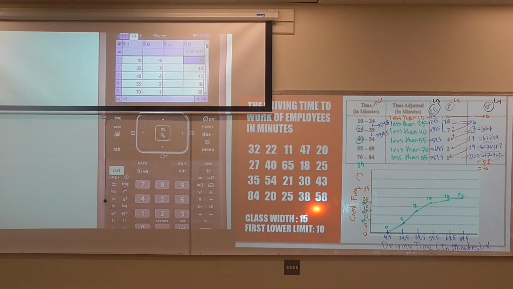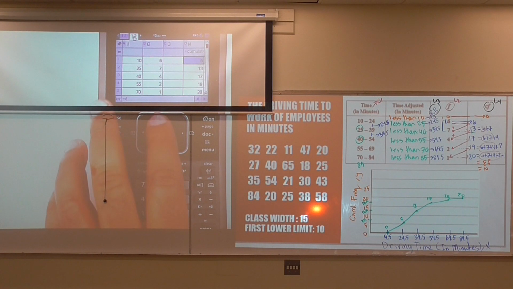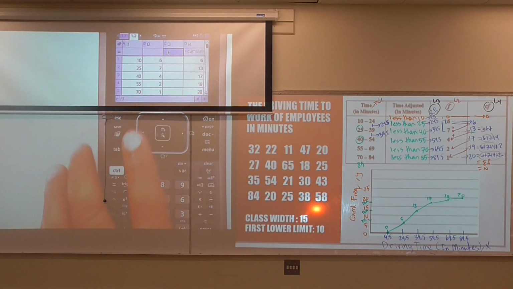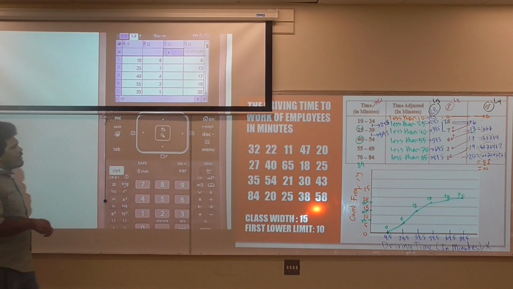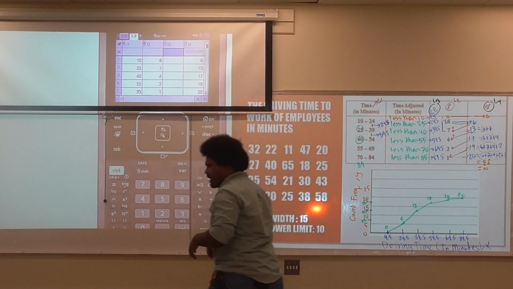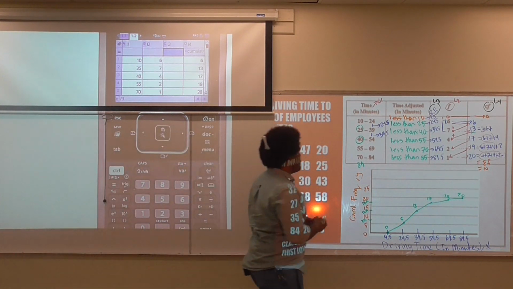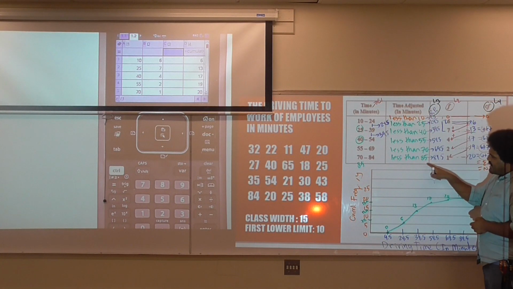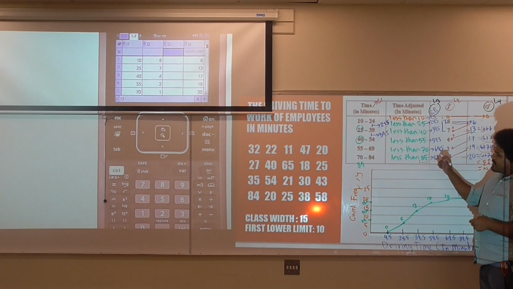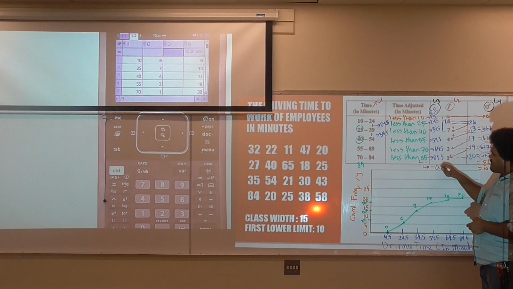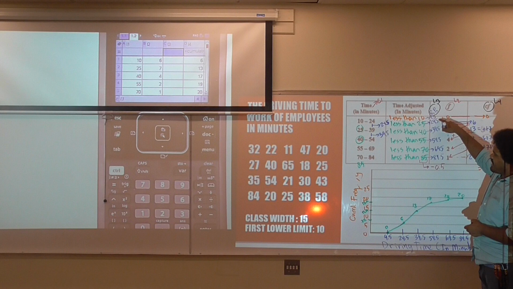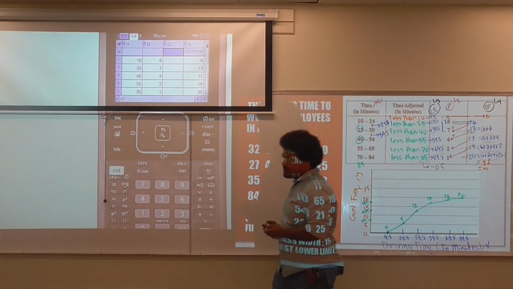So how am I going to do this? Well, I'm going to go over here to equals. I'll make sure I'm in list 3. This is where my boundary points go. And what naturally happened over here, if you were to notice, is that for each of these real lower limits, all we really did was subtract 0.5 from each one of them. And that's what we're going to do over here.